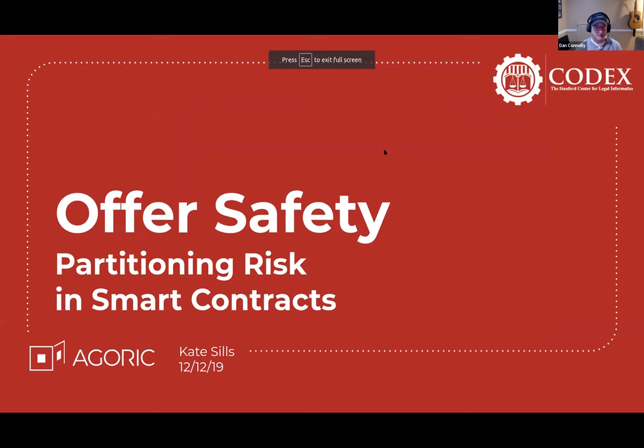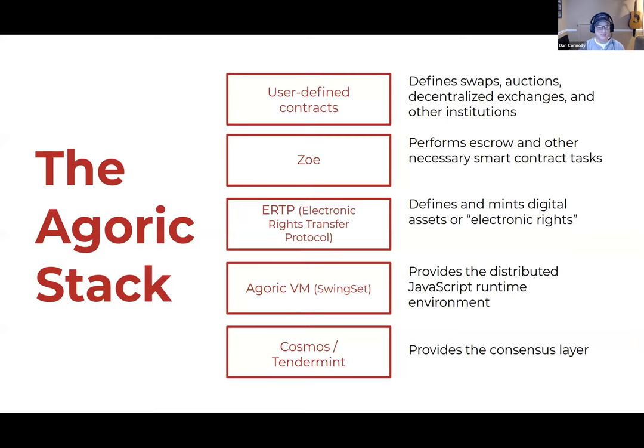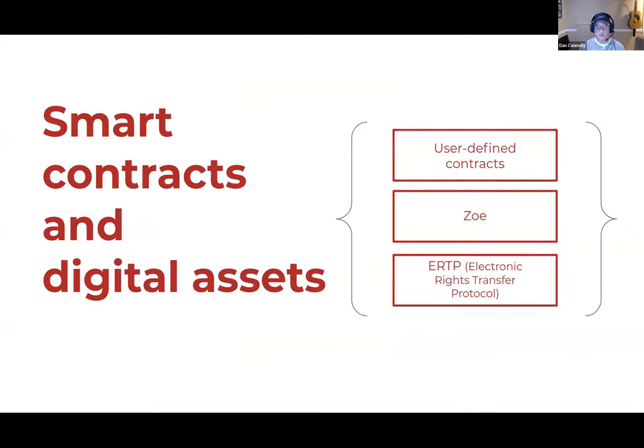So this is a talk given by Kate Sills in 2019. She did really great work. I'll go a little bit quickly through this: offer safety, partitioning risk in smart contracts. So sort of starting with the Agoric special sauce in a way. There's a bunch of parts to it, but I'm going to focus on one layer.